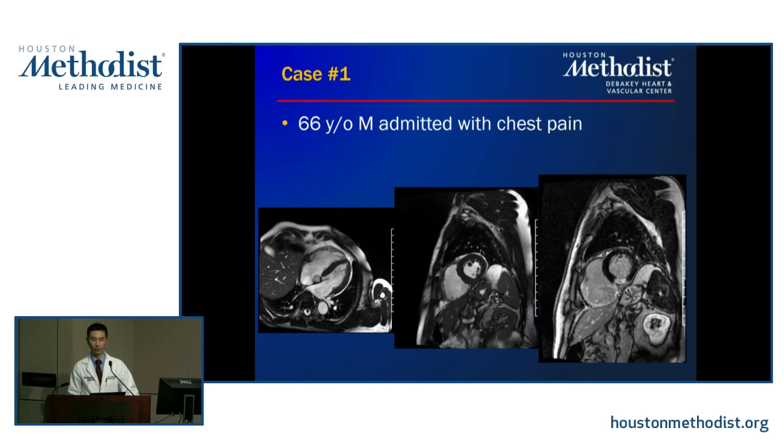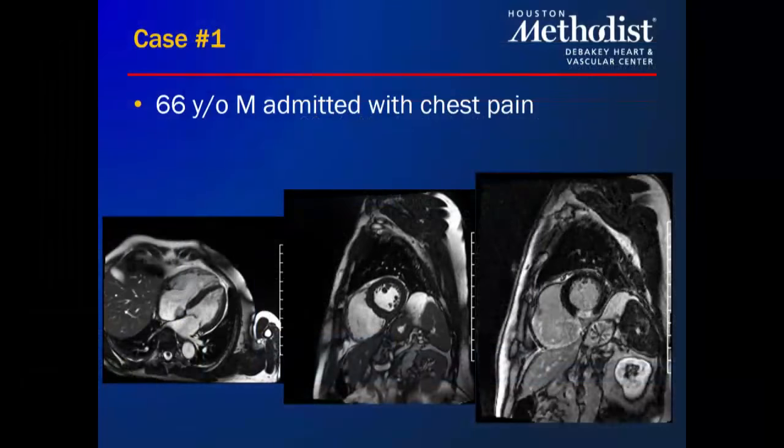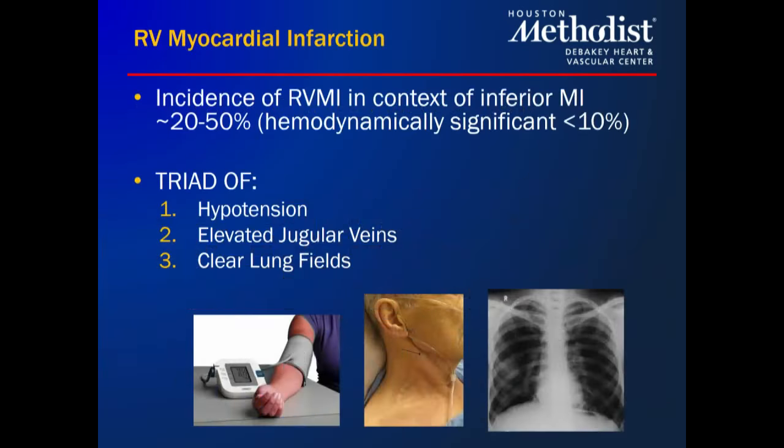And just to fly through some cases, this is a 66-year-old male admitted with chest pain. You can immediately appreciate that the RV is not moving quite well. In fact, there's some regionality to it. You can even see there's a hint that the inferior wall might not be moving so well. And using LGE, we can see there's scar enhancement, not only of the inferior septum, but also of the RV wall, indicating RV infarct.